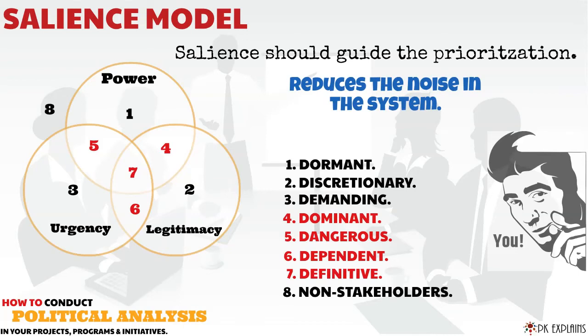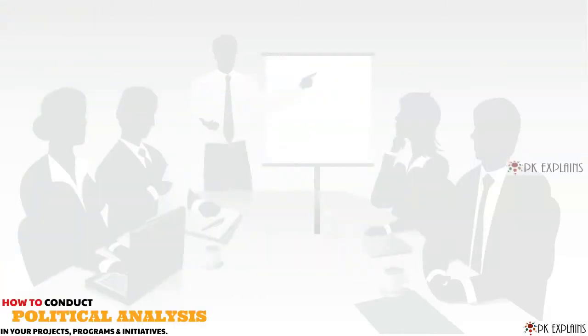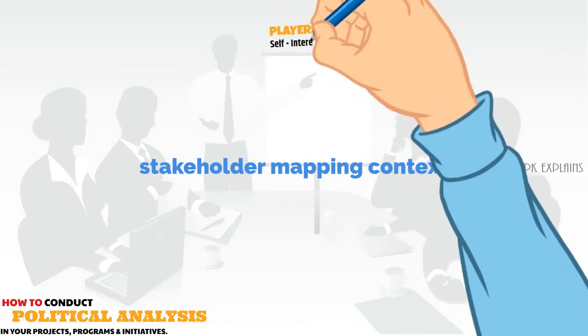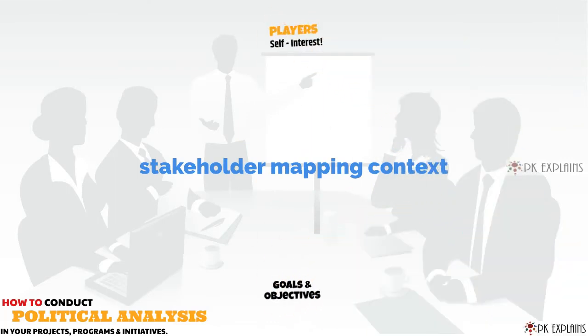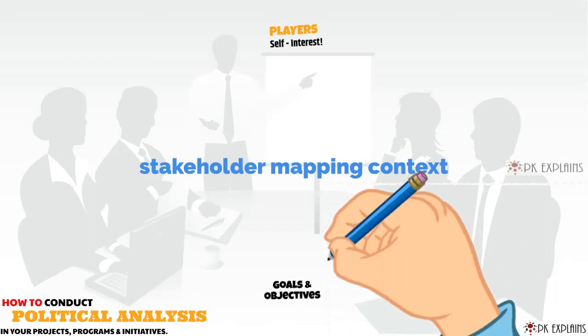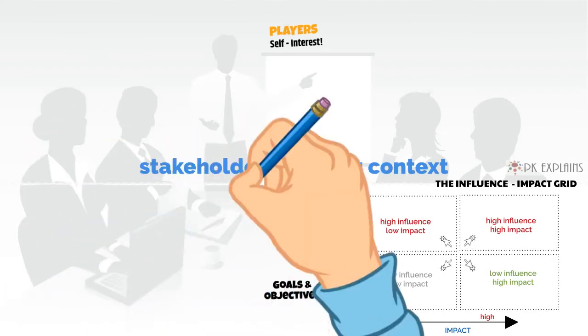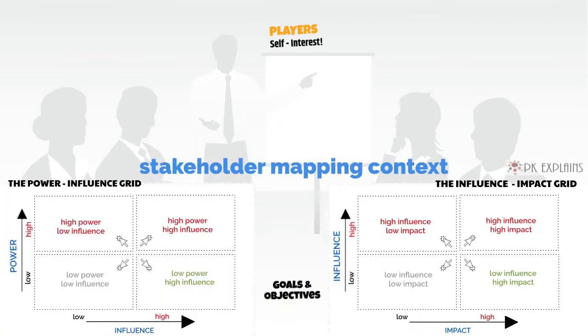Let's now summarize our discussions about the context of stakeholder analysis. The focus of the series is to conduct a political analysis of your project, program, and initiative. For this reason, as a project manager, you should know the movers and shakers. To identify the movers and shakers, we have analyzed stakeholders using the influence and impact, and the power and influence grids.